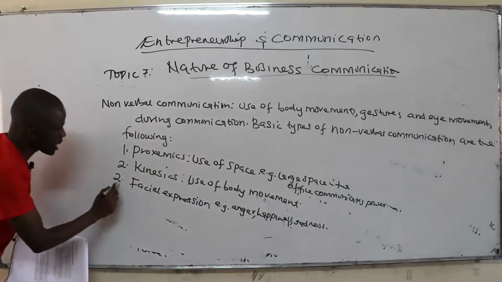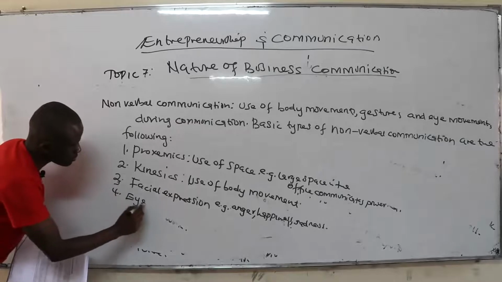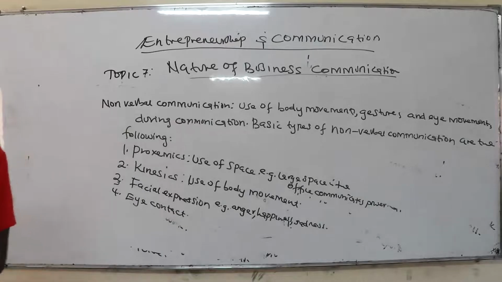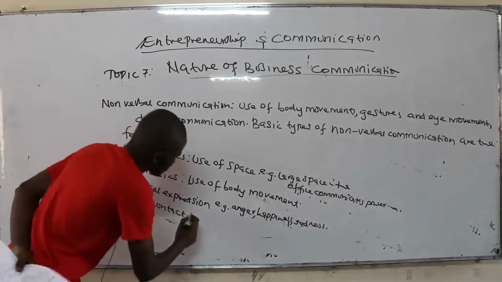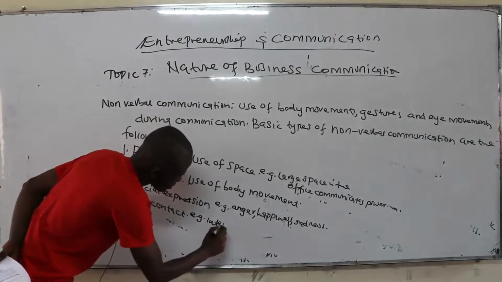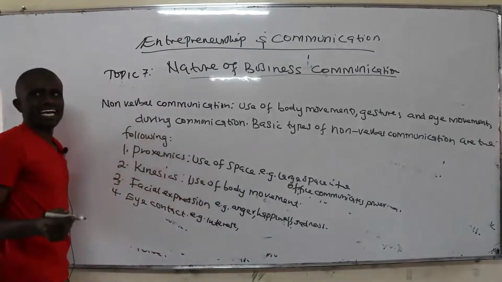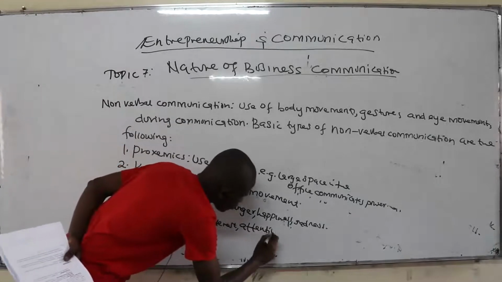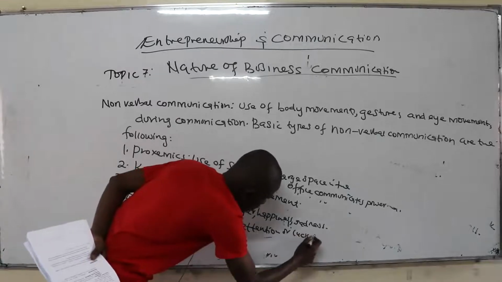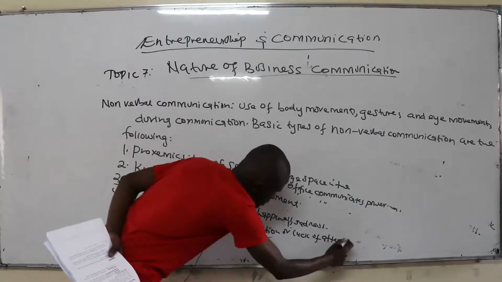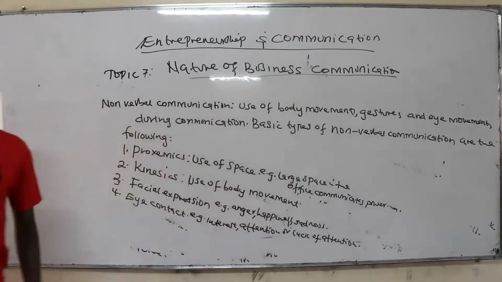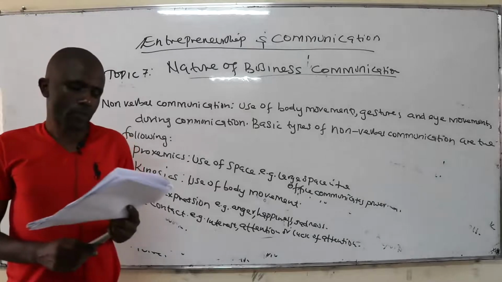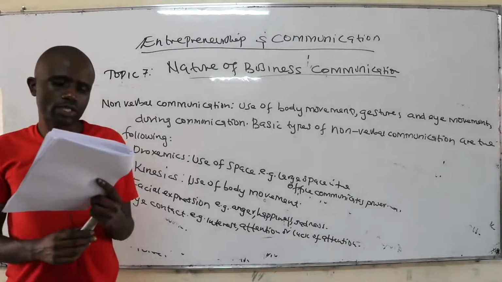Then eye contact. So what does it communicate? Eye contact can communicate interest. It can communicate attention, or lack of attention and interest. If somebody is keeping eye contact, it means interest. Is that clear?